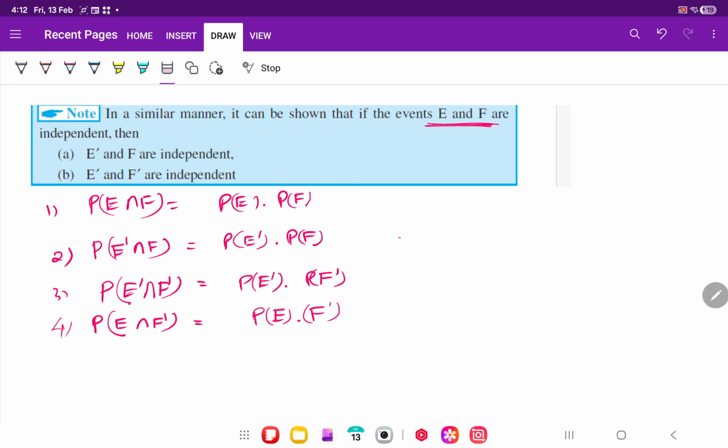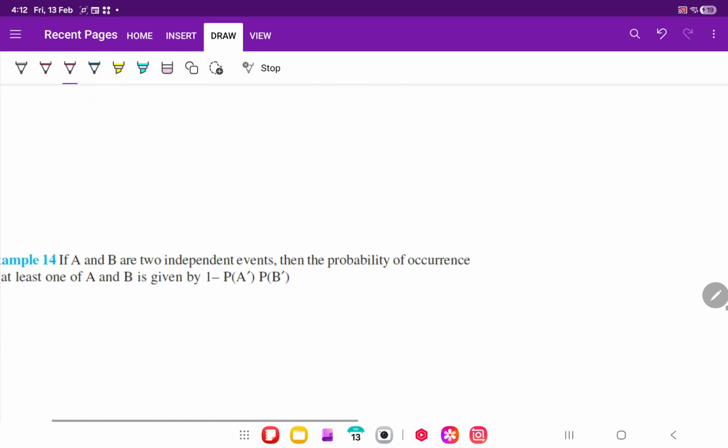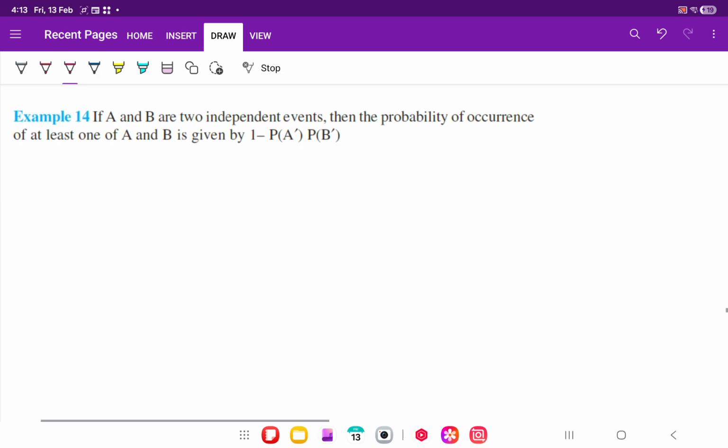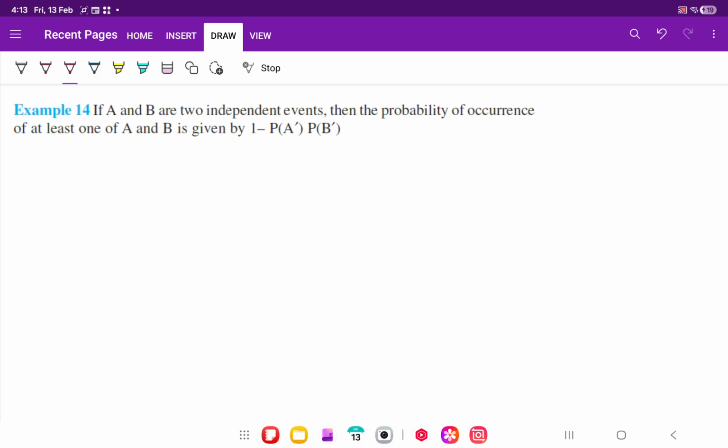Okay, let's do one more question, the 14th example. They are saying A and B are two independent events. Then the probability of occurrence of at least one of them, meaning either A or B or both of them, is this. So let us solve it.